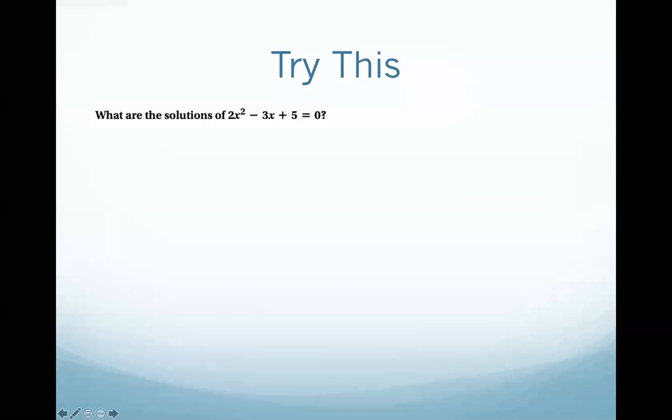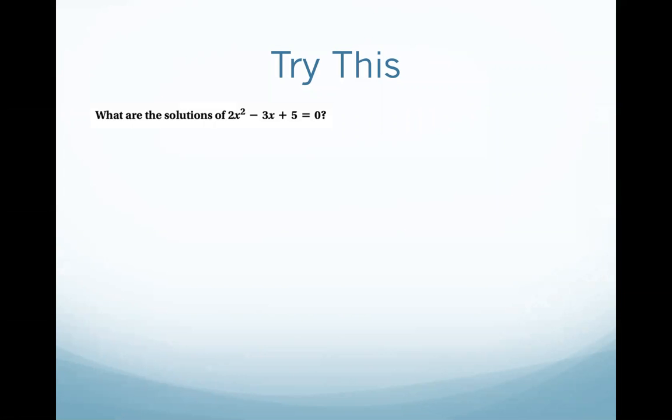Okay. So for this one, I want you not just to find the discriminant, but to find the actual solution. So using the quadratic formula, see if you can solve this. Now, I'm not going to have you type your answer into Edpuzzle. I'm just going to ask you if you got a solution or not, because I want to go through this together with you.